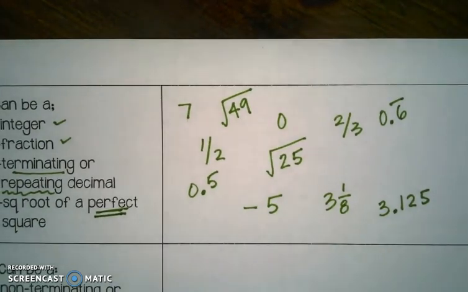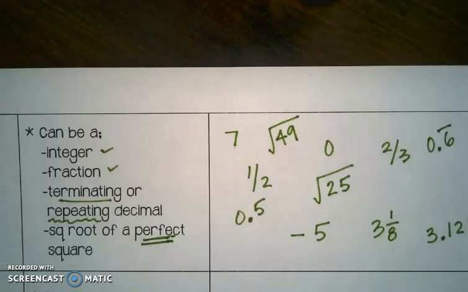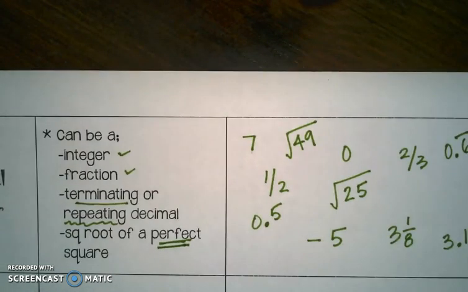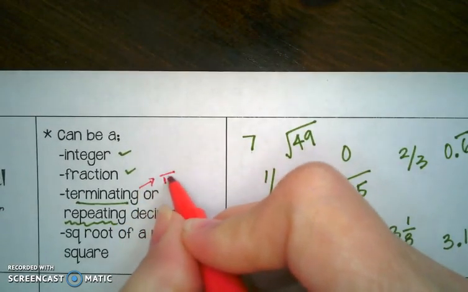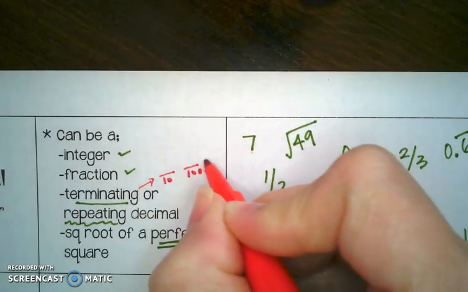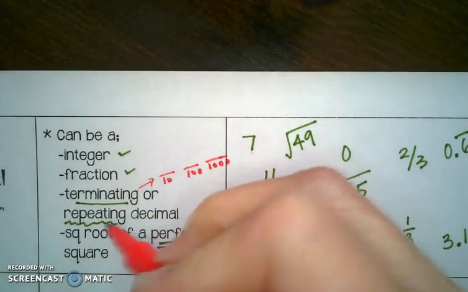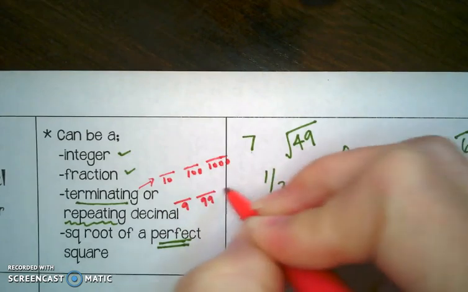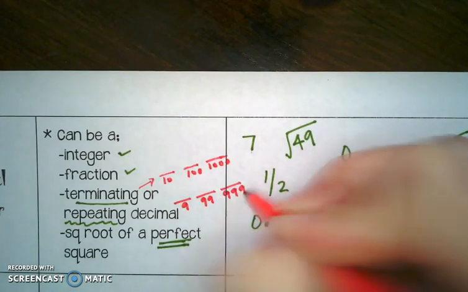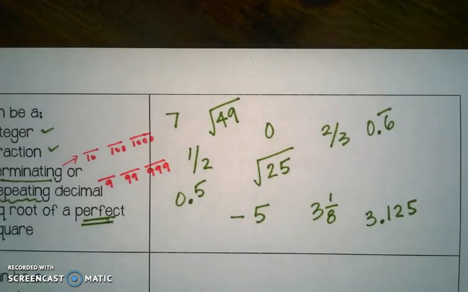Now, I just want to mention about repeating decimals and terminating decimals. When we do terminating decimals, they always go over a power of 10. So it would go over 10 or 100 or 1,000, whatever your decimal is. When we have repeating decimals, those are going to go over 9 or 99 or 999, and that's what causes them to repeat.